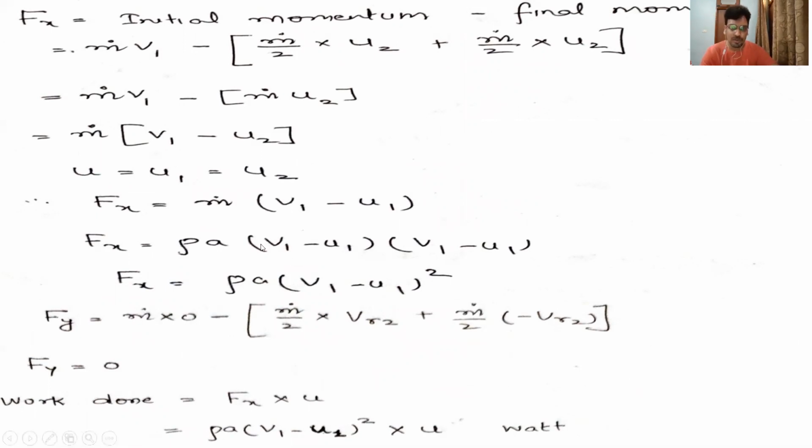So this will cancel out. Hence the value of force which is exerted on this moving plate with the help of the jet in y direction will be zero. There is no force in y direction.